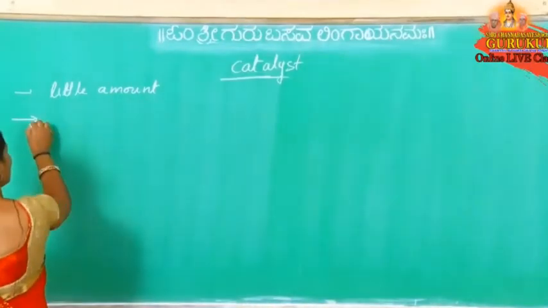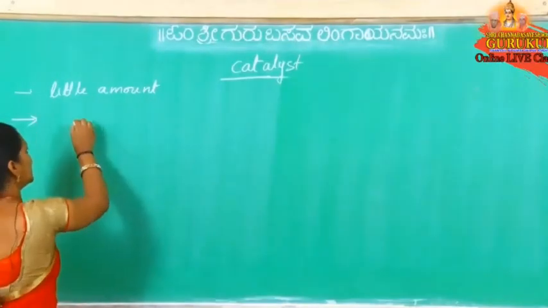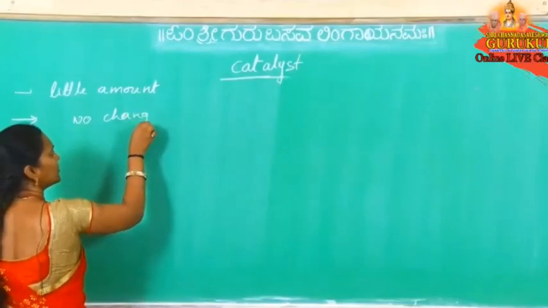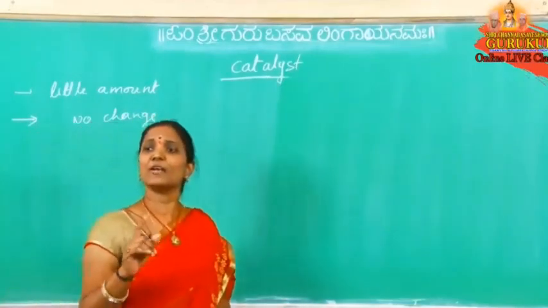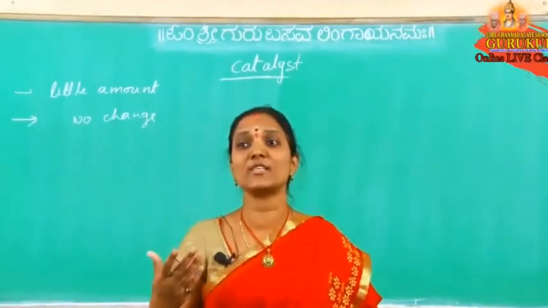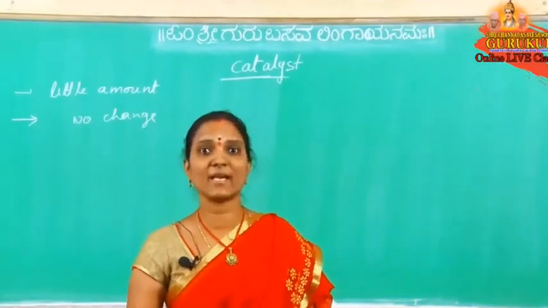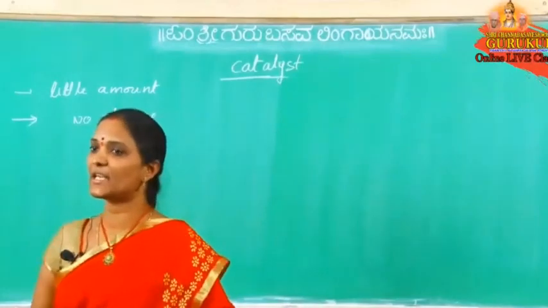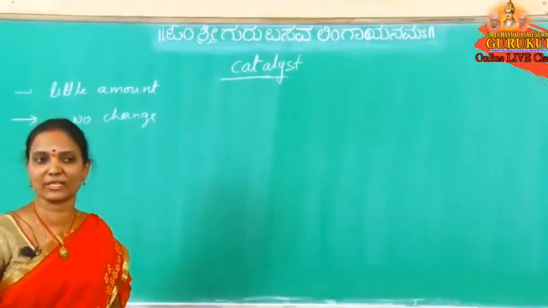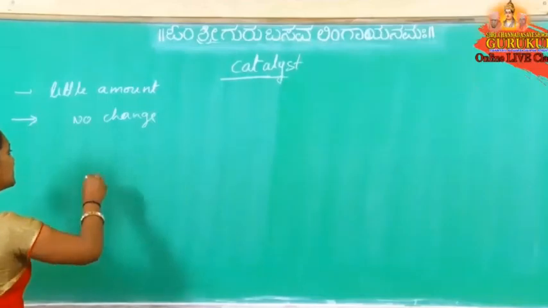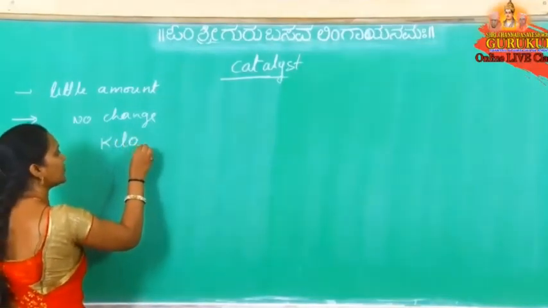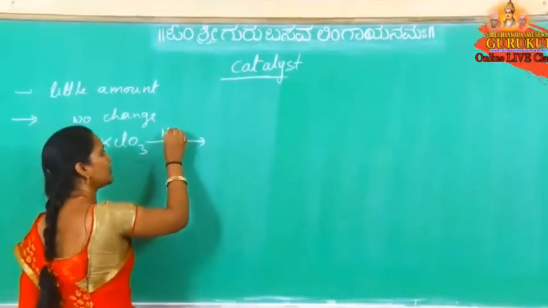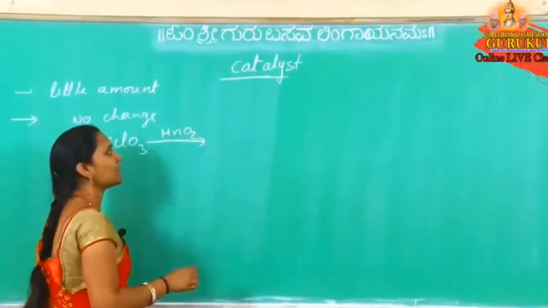And finally, does it change or not? Finally, no change. No change in its chemical composition, and no change in its mass. But what changes? The physical state may change. For this we also learned an example. What is that example? KClO3 in the presence of MnO2 gives KCl plus O2. This reaction is also a very important reaction. What is the catalyst used for this reaction? It is MnO2.